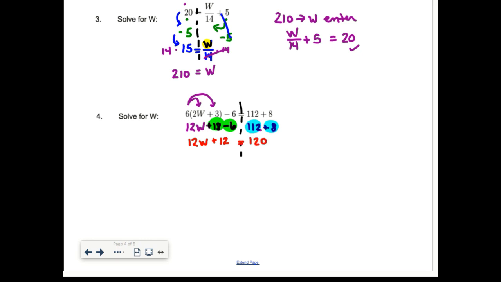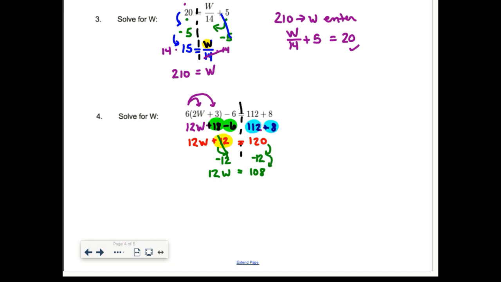Now I need to move across the dotted line. So which one looks like which one? It's going to be this one here that has to move. So that means that one has to go over. So how do I undo a plus? I am going to subtract 12. When I do that, I get 12W. These cancel. And then 120 minus 12 is 108. So these two here combine to get that.